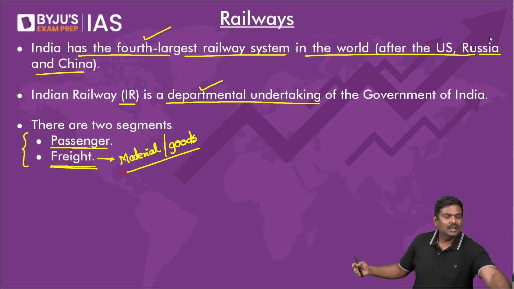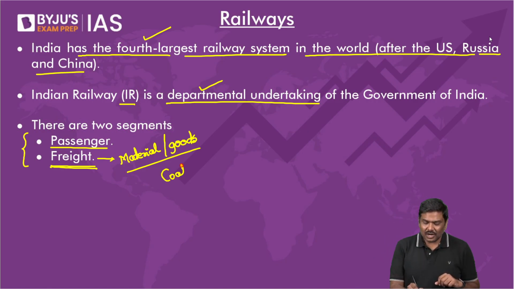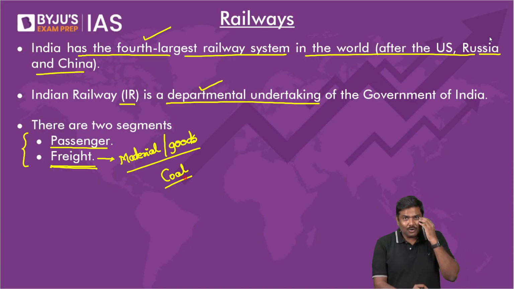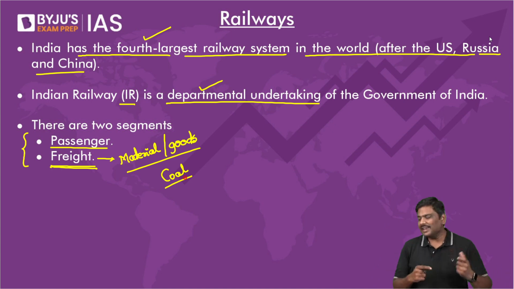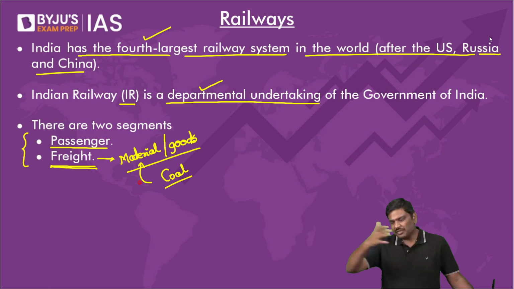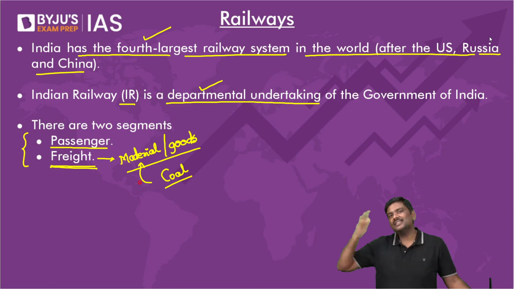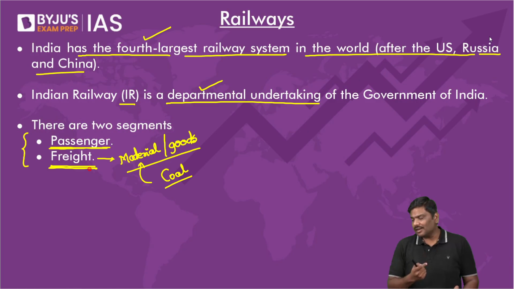Of course, yes. Can we use railways for the transportation of coal? Of course, yes. Coal is not a good, but I hope you understand, coal is basically an input. It's a raw material. That's the reason we generally use the term freight in the case of railways. Freight transportation means transportation of materials, goods, and so on. So there are two components in the railways: one is passenger transportation, and the second one is freight transportation.